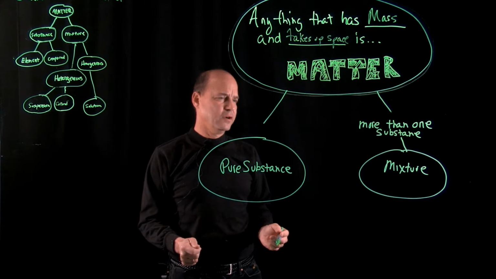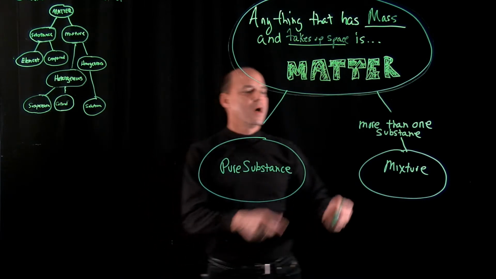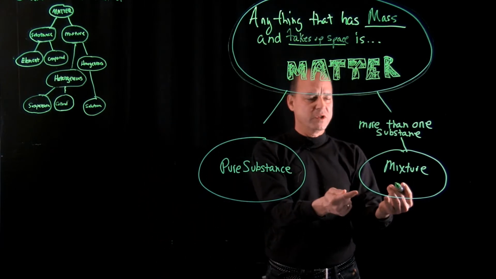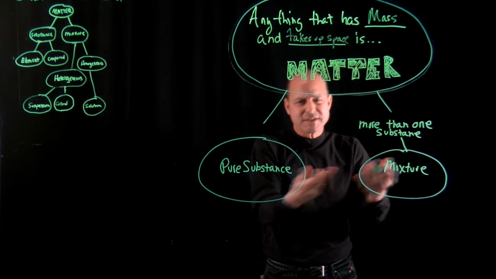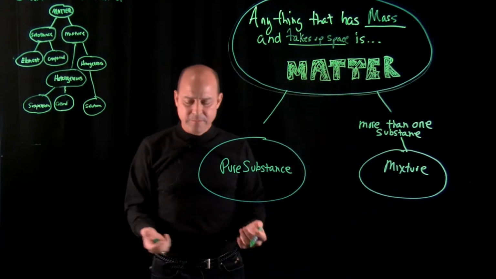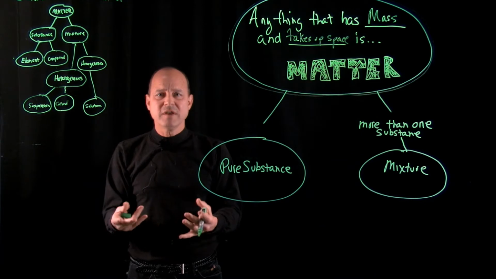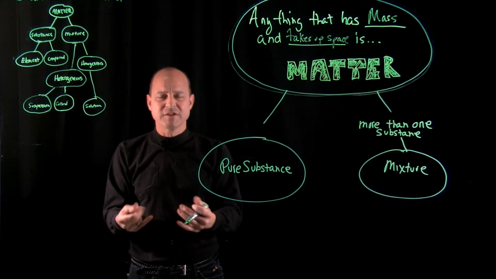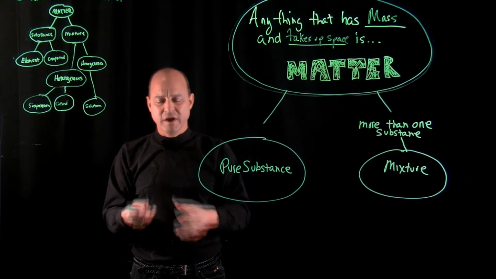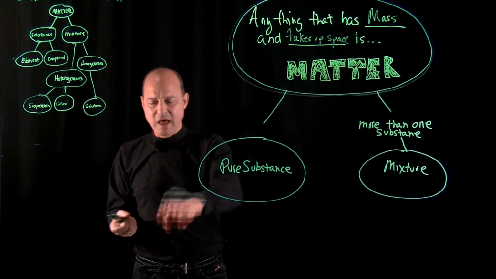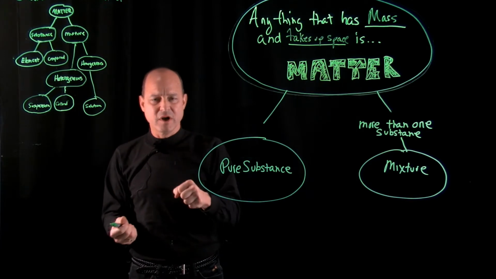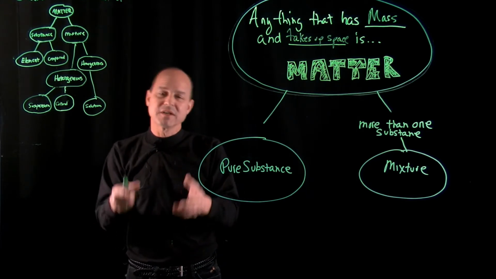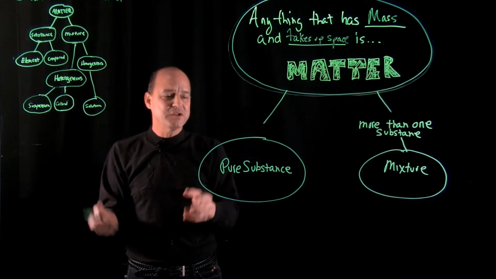A mixture is also more than one substance, but a mixture can be separated. Think of it like a pizza, or think of it like a bowl of nuts. On a very coarse level, you can pull out one nut, or you can pull the pepperoni off a pizza. Obviously, that's a mixture because it has all this different stuff on it that you can separate.